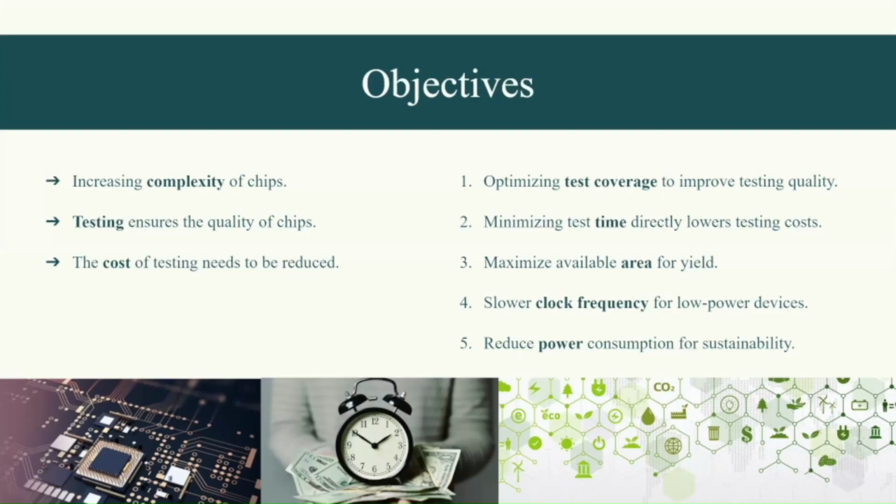We will have 5 objectives. The first one is testing quality, or test coverage. We are going to maximize this as much as possible. The second one is test time. Also, the test area, since we are going to insert the testing circuit in the wafer, which means we will lose some yield. And we also need to consider slowing down the clock frequency for low power devices. This also enables lower power consumption for more sustainability.